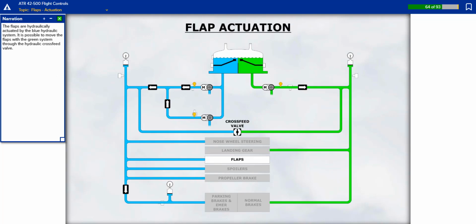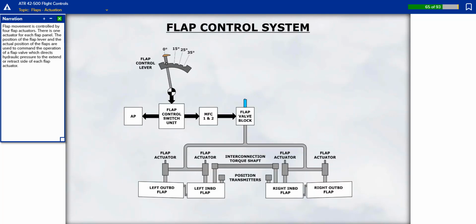The flaps are hydraulically actuated by the blue hydraulic system. It is possible to move the flaps with the green system through the hydraulic crossfeed valve. Flap movement is controlled by 4 flap actuators. There is 1 actuator for each flap panel. The position of the flap lever and the actual position of the flaps are used to command the operation of a flap valve, which directs hydraulic pressure to the extend or retract side of each flap actuator.